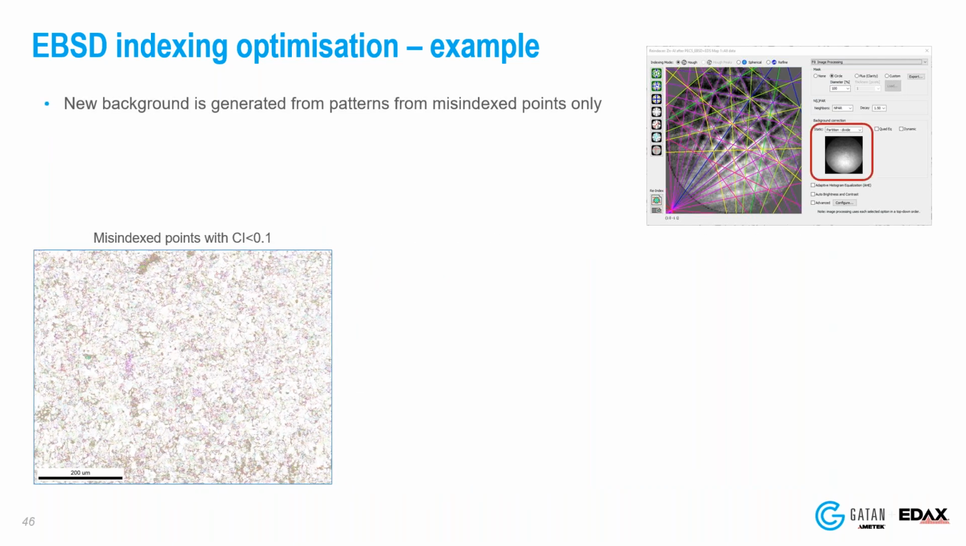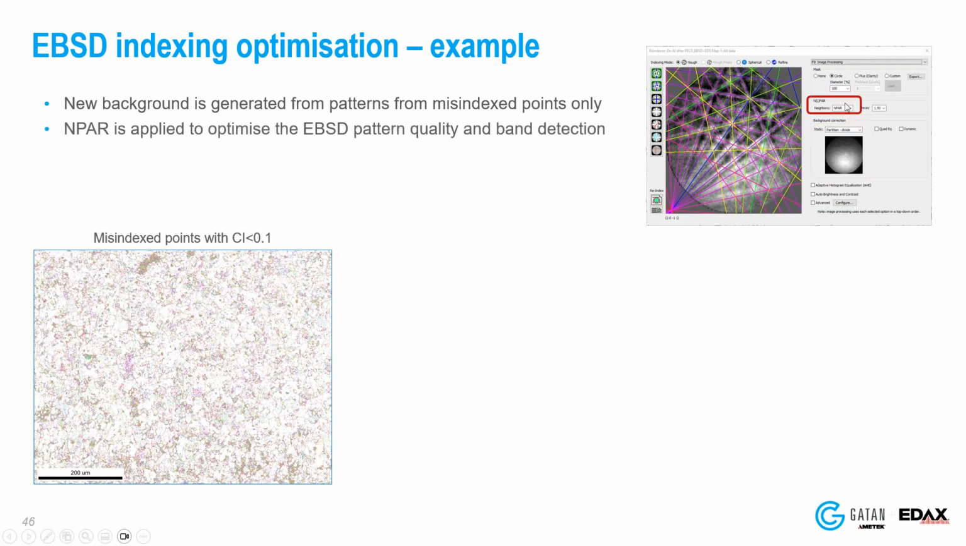So when I go there, I can now tell the system, make a new background based on this partition only. So only use the patterns from these pixels and average those together for a background and use a subtraction or division based on those alone. Then, if required, I can enable NPAR to try to maximize the pattern quality.